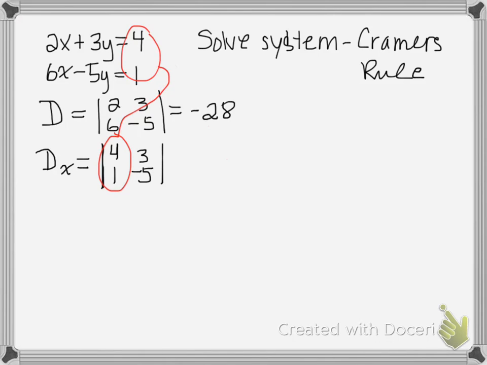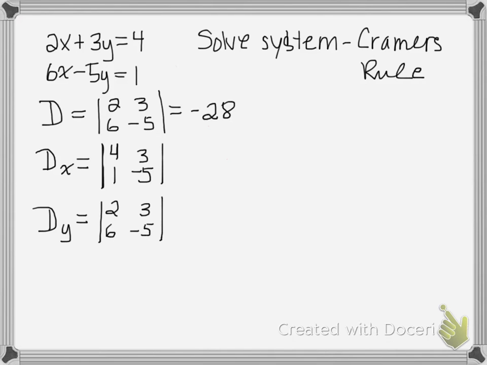And there I have another determinant to solve. And then, in order to solve the system, I'm also going to want a D sub y. So I'm going to be solving for x and solving for y. For D sub y, I take the coefficient matrix, and I'm going to replace this column here with the 4, 1, just like I did for the x. I'm replacing the y column, in essence, is what I'm doing.